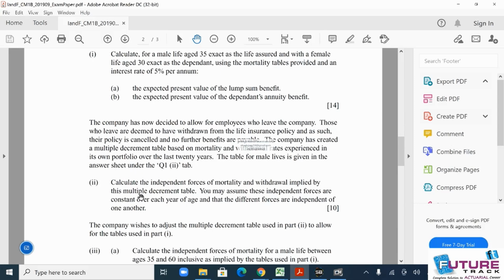So the table is given. Now we have to calculate the independent rate of force of mortality and withdrawal implied by this multiple decrement table. Very important. We are given a multiple decrement table class. With the help of this multiple decrement table, we have to find the independent force of mortality and withdrawal. Fine. You may assume these independent forces are constant over each year of age, and different forces are independent of one another. So class, we have been given that the force of mortality is independent, but the table is a multiple decrement table. Remember this. Fine. Let's solve this question.